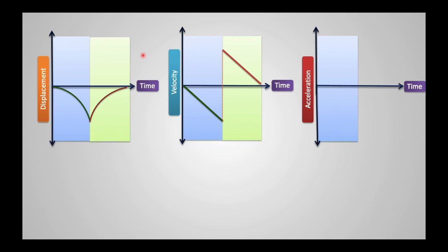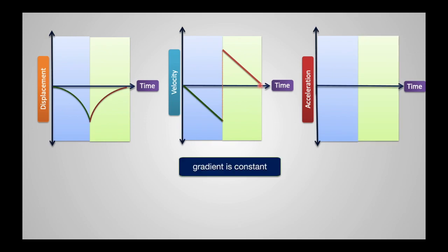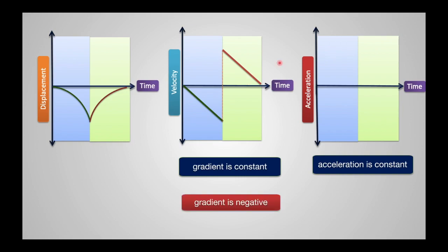So first half or second half, you can see all the time the gradient is constant. So the acceleration should be constant throughout. Are they positive or negative gradient? Both lines have negative gradient, means the acceleration should be negative throughout. So this is the shape.